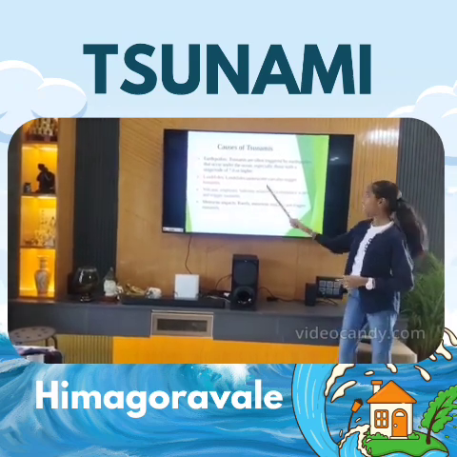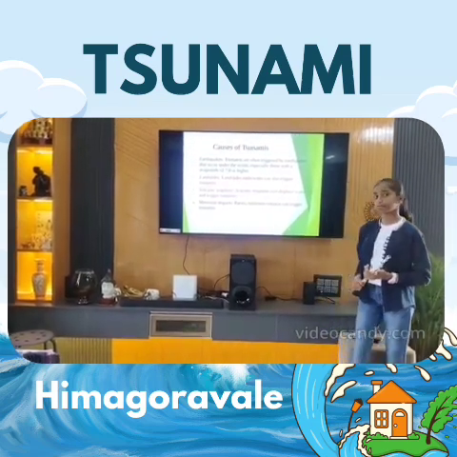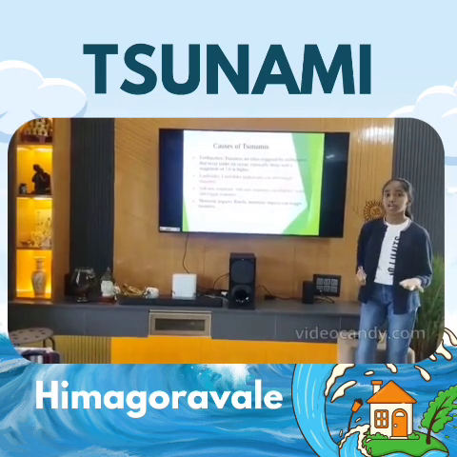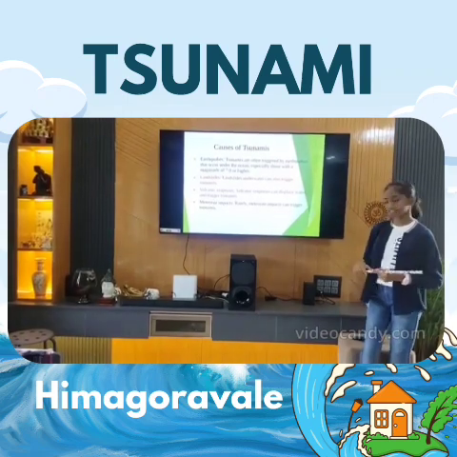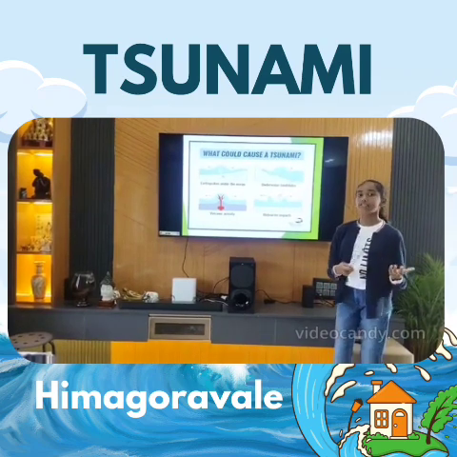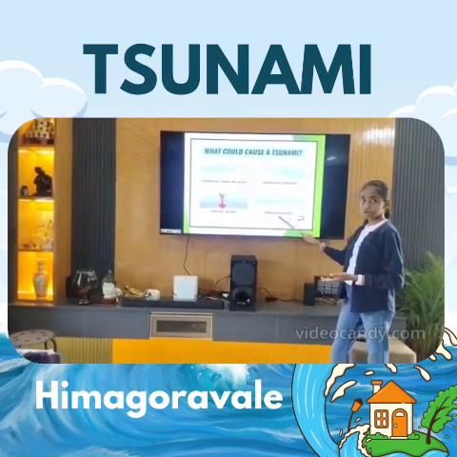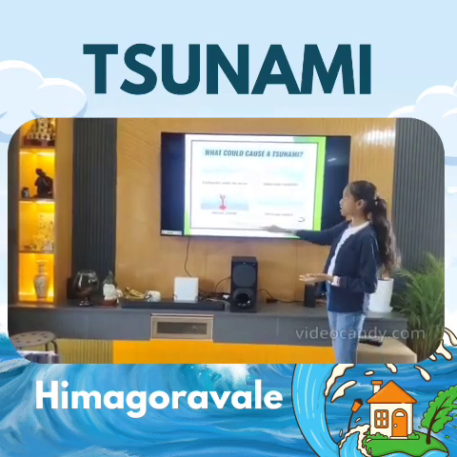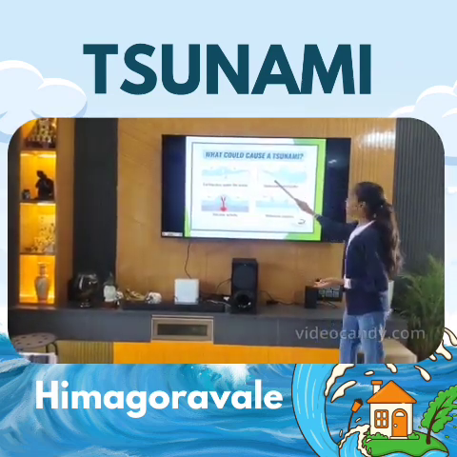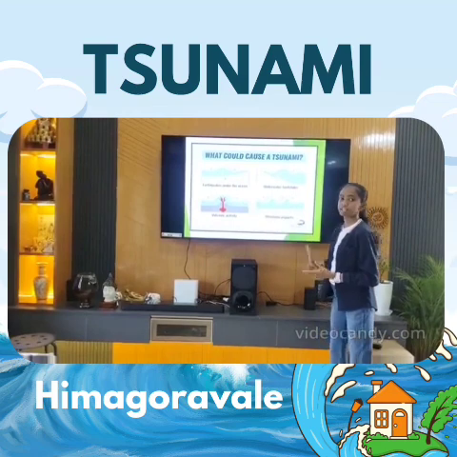Then landslides. Landslides in water can also trigger tsunamis. Volcanic eruptions. Volcanic eruptions also trigger tsunamis. Meteorite impacts. These are rare, and tsunami can also be triggered by meteorite impacts. Okay, what could cause a tsunami? As I have already said, in these 4 cases the tsunami occurs: earthquake, underwater slides, meteorite impacts, and as well as volcanic activities. Here you can see that the earthquakes took place under this ocean, then underwater landslide, and the meteorite impacts and the volcanic activities under the sea.